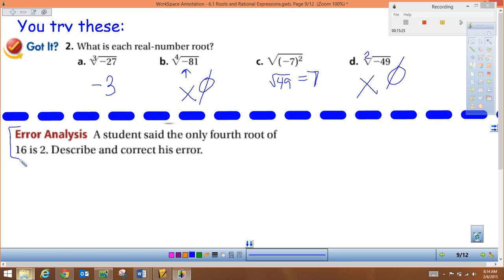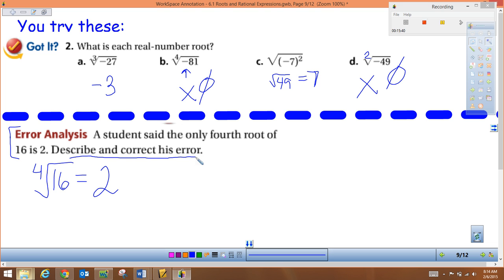Okay, error analysis. We'll be getting a worksheet similar to this soon. A student said that the only fourth root of 16 is equal to 2. Describe and correct his error.